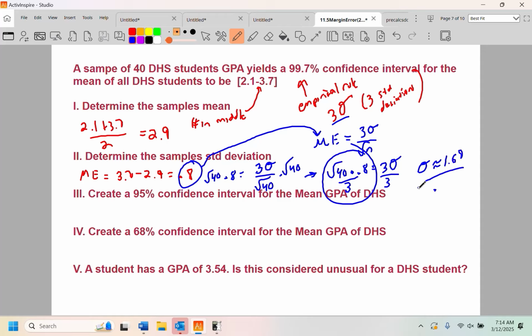All right, create a 95% confidence interval for the mean GPA. Now because I've done part 2, I can do part 3. For a 95% confidence interval, the margin of error is 2 sigmas over the root of n. So sigma is 1.69, 2 times 1.69, sitting pretty over root 40.